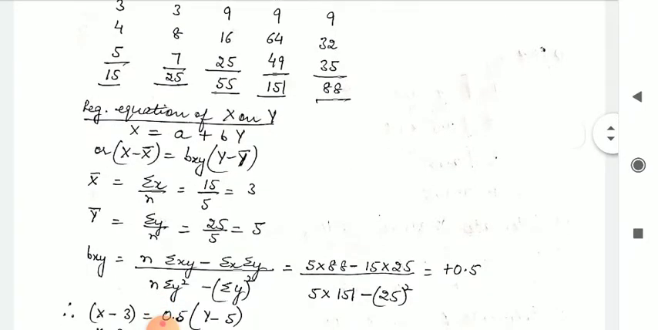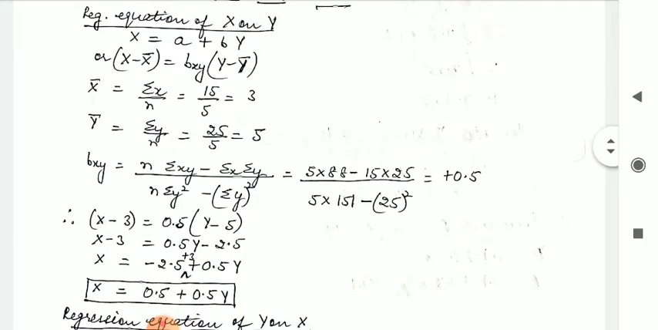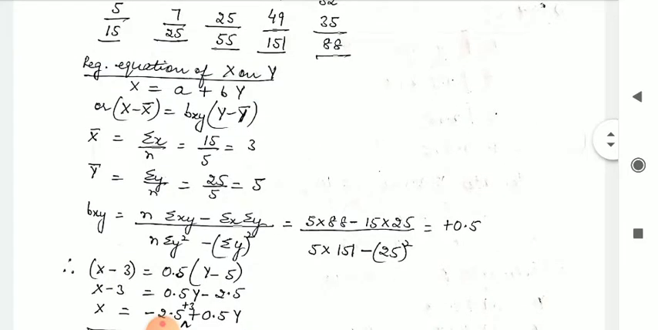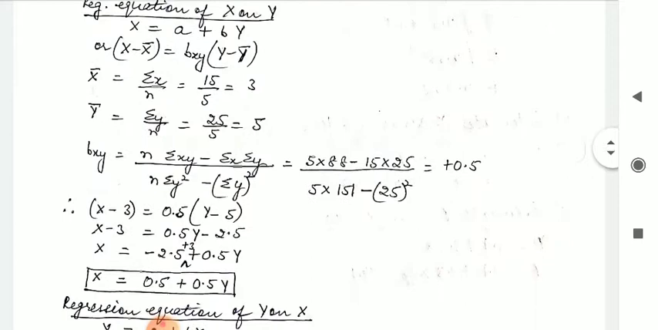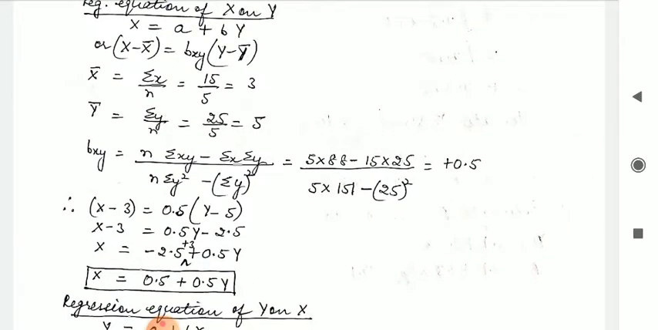The formula for bxy you can use is n sigma xy minus sigma x into sigma y divided by n sigma y square minus sigma y whole square. So we will be putting the values in this formula, and for that n is 5 into sigma xy. So we need x into y column. We make a new column x into y and we take total of it. It is 88.